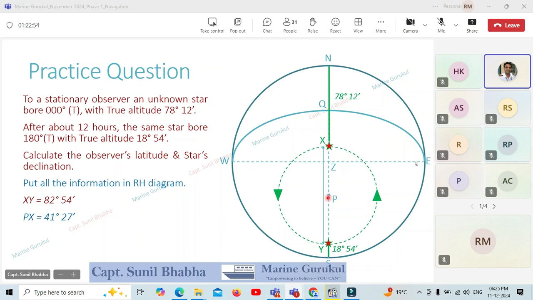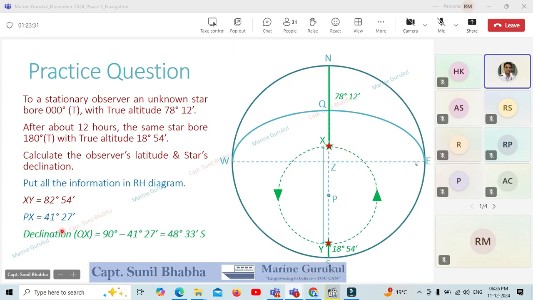Once the pole is there in the diagram, we can also mark off the equinoctial. The point Q of the equinoctial is 90 degrees away from the pole. So we have the pole here. 90 degrees away from the pole is this point Q on the equinoctial. And we know the equinoctial always passes through the east and west points. So joining W, Q and E, we can mark off the equinoctial in our diagram. Now we know the polar distance PX, we have calculated it as half the diameter, it is 41 27.